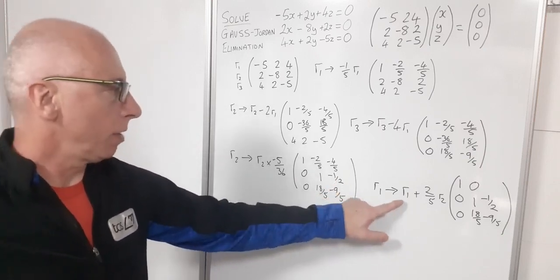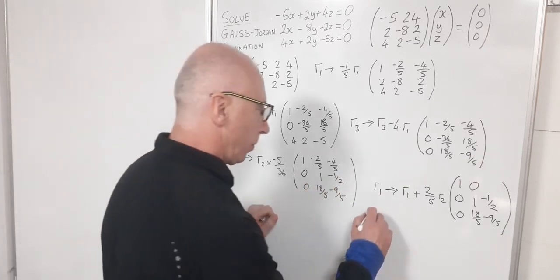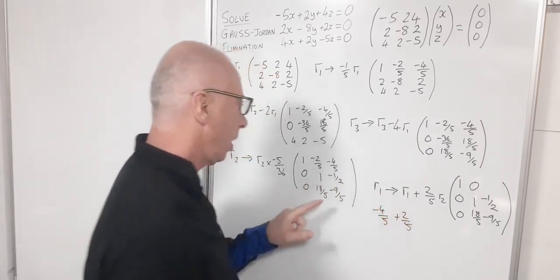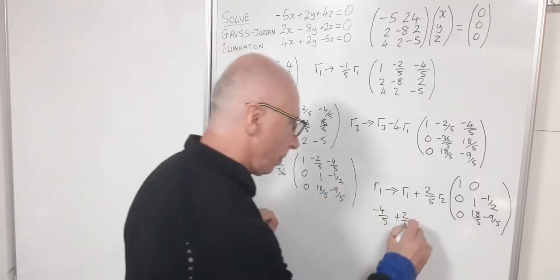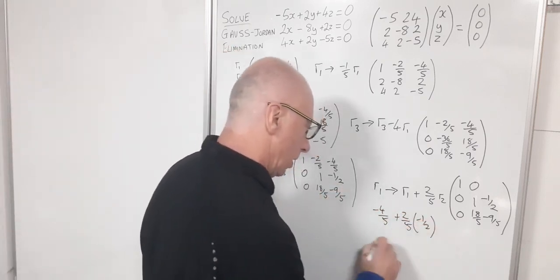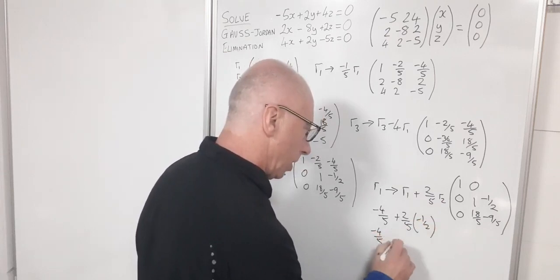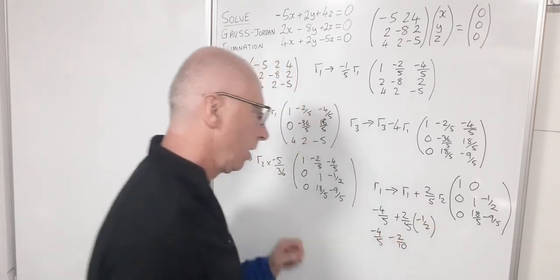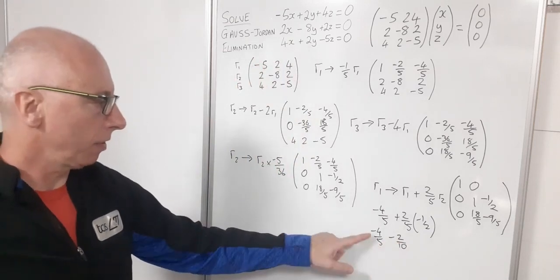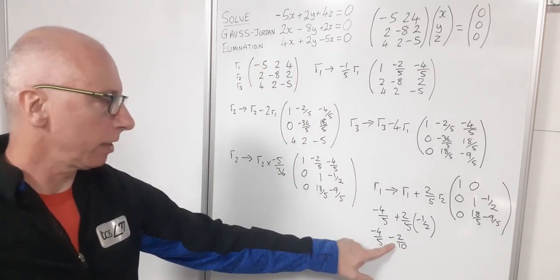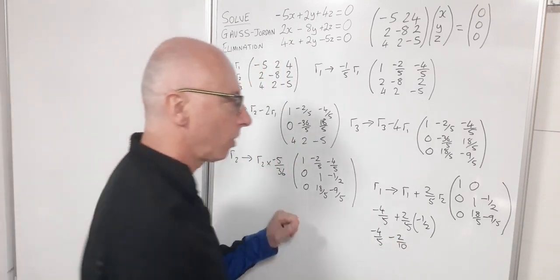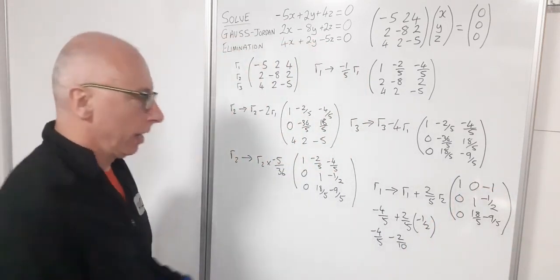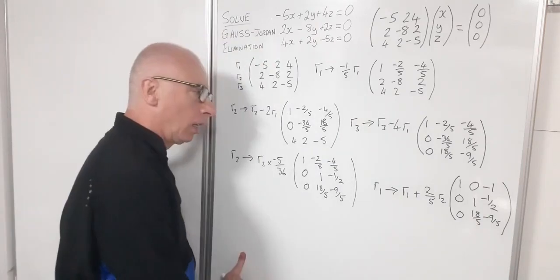So we've got row 1 becomes row 1, so that's minus 4/5 plus 2/5 of row 2, which is minus 1/2. So now I've got minus 4/5 minus 2 over 10. 2 over 10 is a fifth, so minus 4/5 minus 2/10 becomes minus 1. So great news. So I've got a 1 there as well. Okay, let's take these calculations off the board.